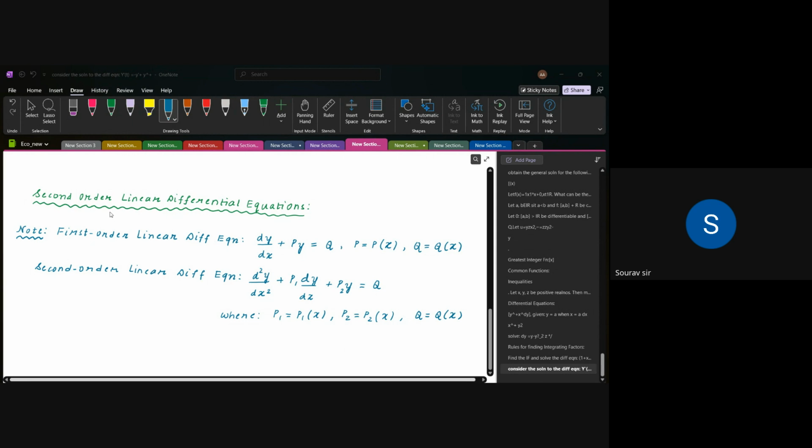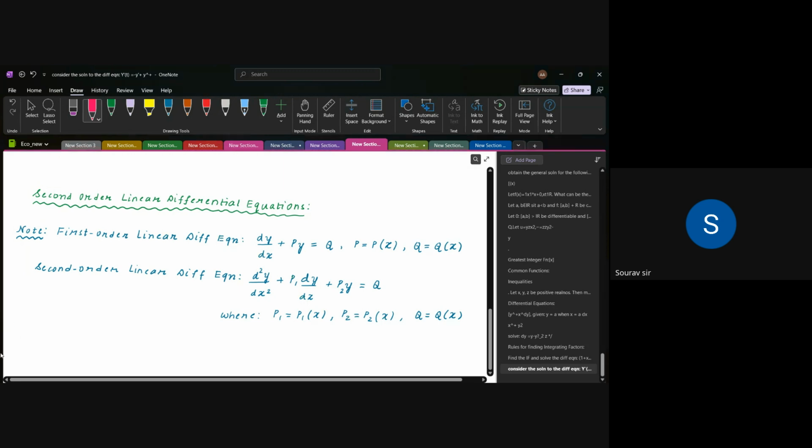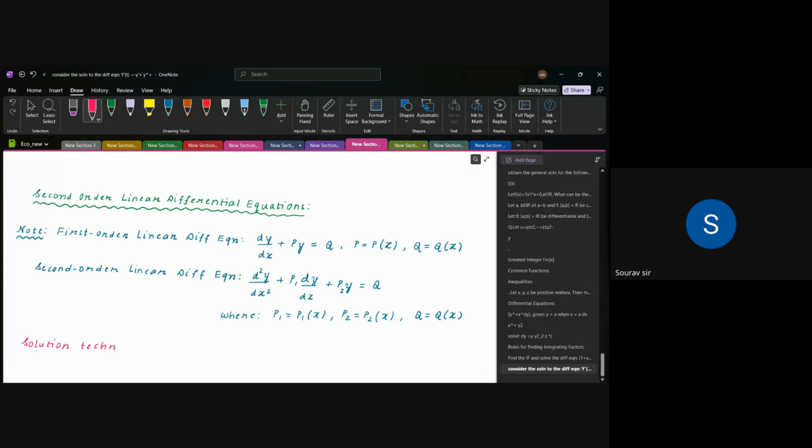If you remember how we solved the first order differential equation, we first defined an integrating factor, and then we multiplied that integrating factor with the differential equation to solve it out, right? That was the solution technique for the first order linear differential equation. In a similar way, let us look at what will be the solution technique for the second order differential equation, how we are going to solve these kinds of second order linear differential equations.